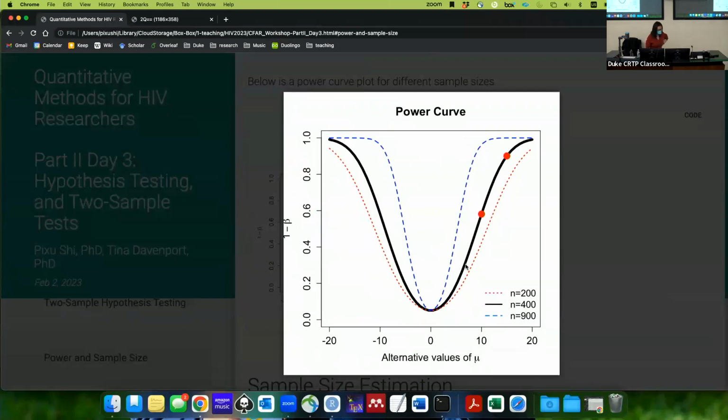So when you have a larger sample size, you will have a power curve that's in this shape. The larger sample size will give you more power. The red curve is the smaller sample size.